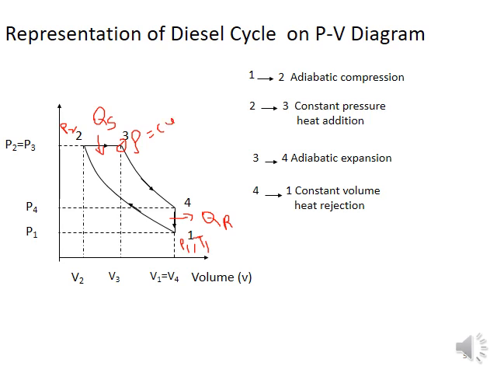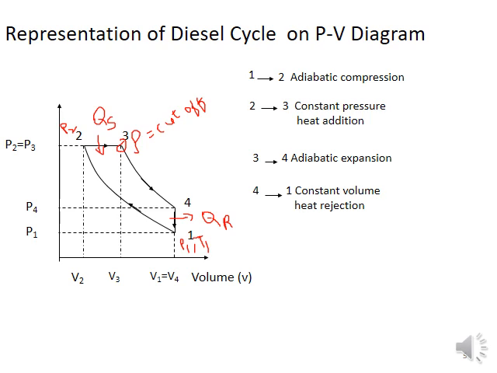The work done by the air is at the expense of internal energy, so du is equal to dW, and no heat transfer takes place. That's why dq is equal to 0 and du is equal to dW. That is the 3 to 4 process.